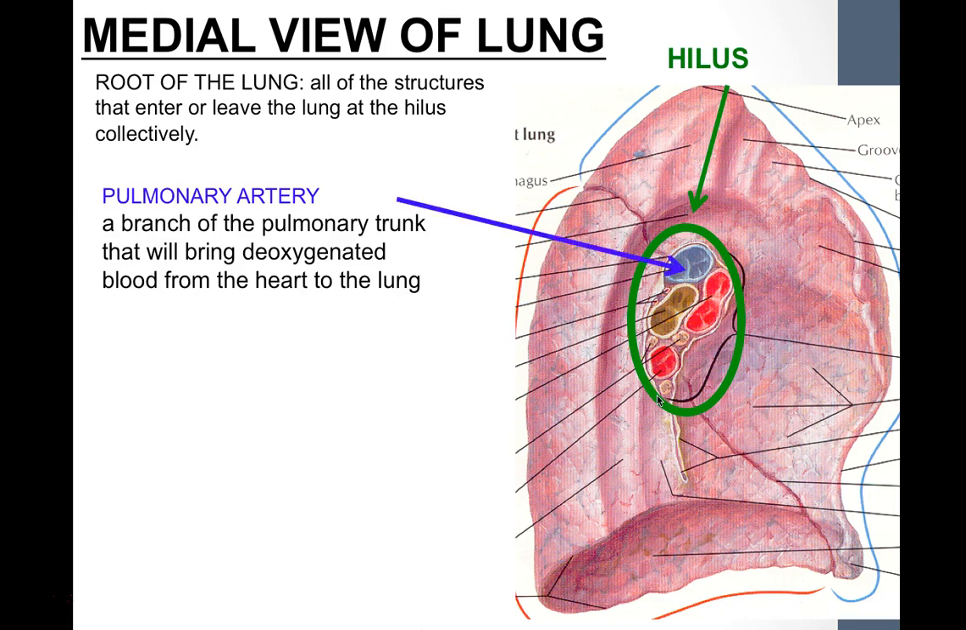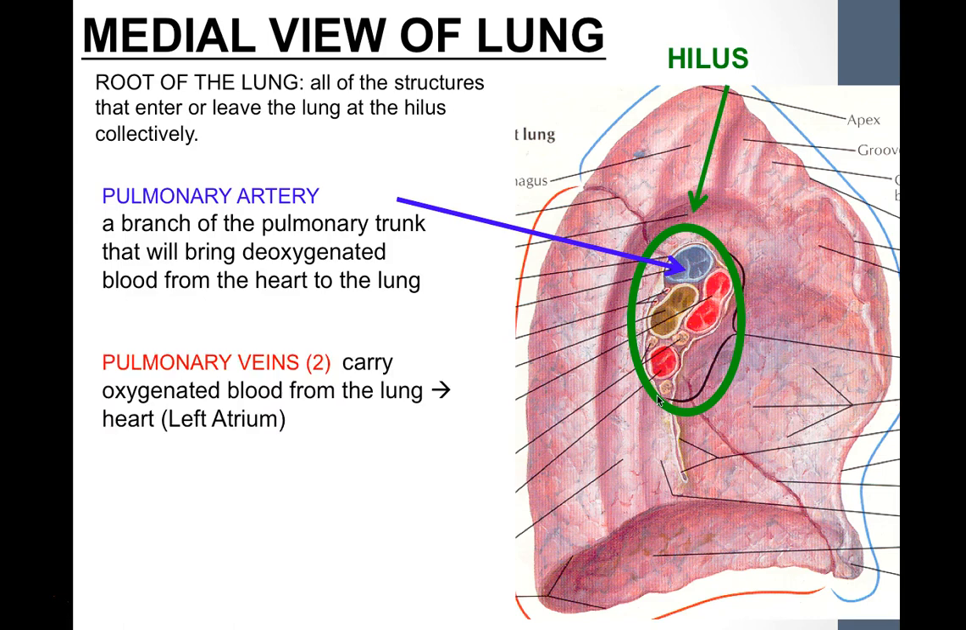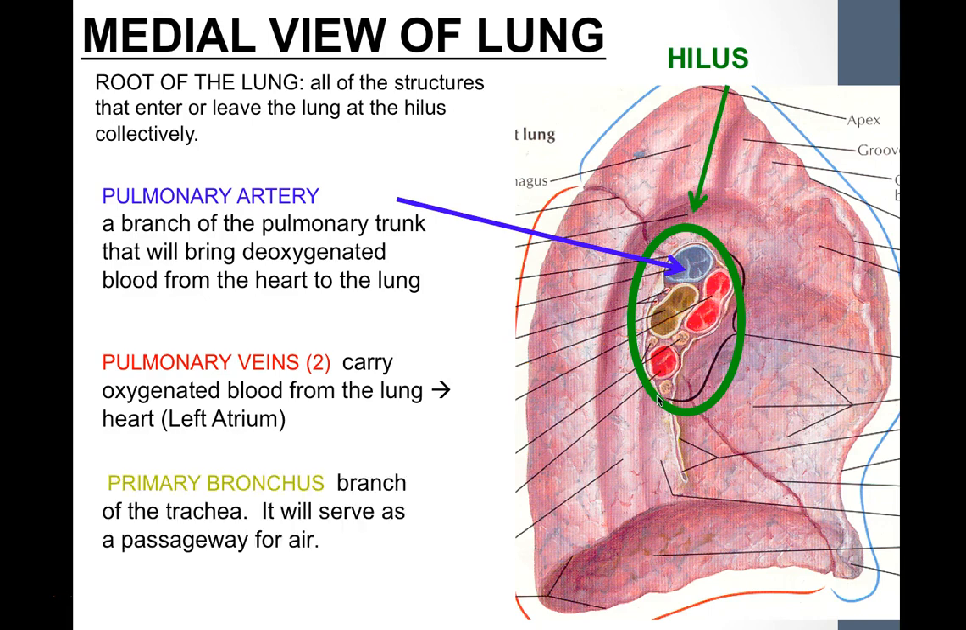Pulmonary artery is one. This, if you remember from our heart lecture, will be a branch off of your pulmonary trunk that is bringing deoxygenated blood from the heart to the lung. We will also have two pulmonary veins that'll carry the oxygenated blood it just received from the lung back to the heart at the left atrium. And then we have our primary bronchus that has branched from the trachea and will allow air to move into our lung.